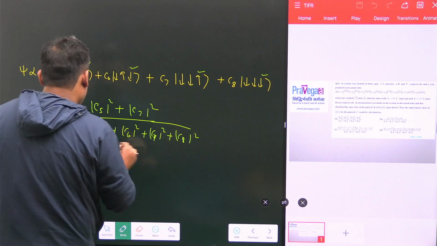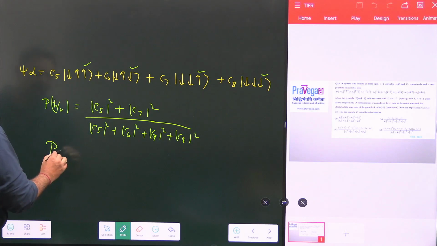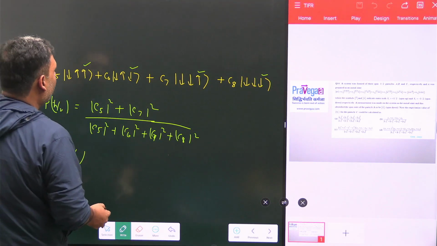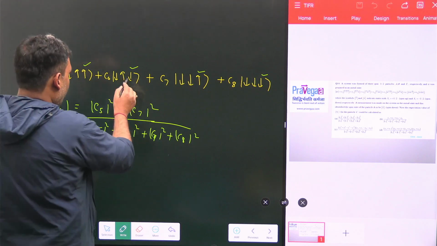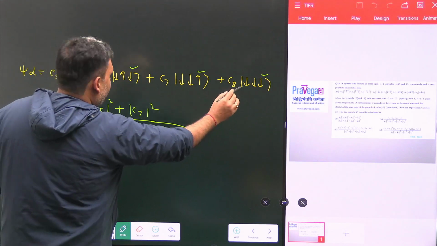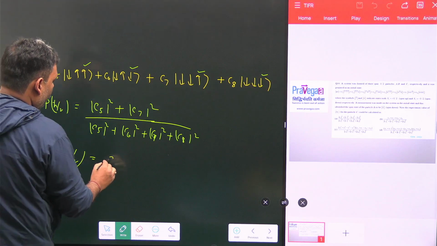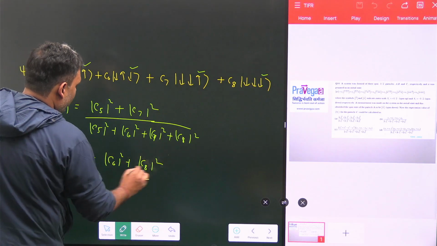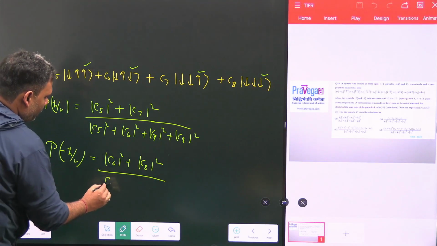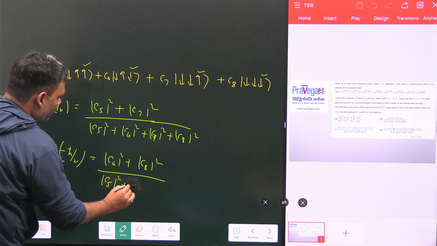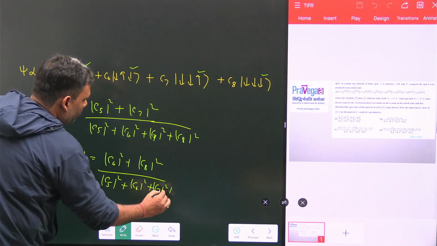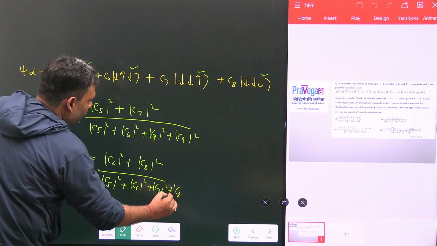This is due to normalization. And the probability of measurement of minus h cut by 2, that means we are talking about C6 and C8, is mod C6 square plus mod C8 square, and the denominator will be the same: mod C5 square plus mod C6 square plus mod C7 square plus mod C8 square.